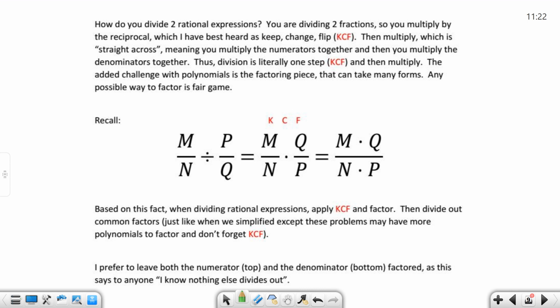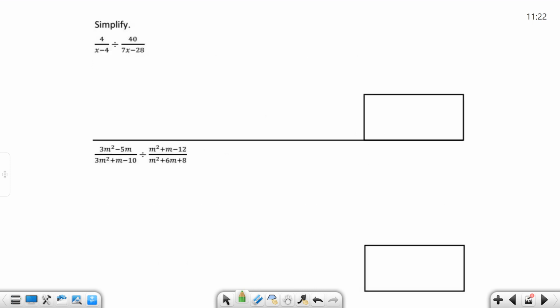I require that my students have it factored at some point so that I know nothing divides out, and I know that they know nothing divides out. If you don't factor it, then I'm just like, well, how do you even know? Like you just got lucky and got it right. So you need to factor it to tell me that, hey, nothing divides out. So when I look at this, I see two fractions. And then what do I see between them? Division. That's the recognition piece.